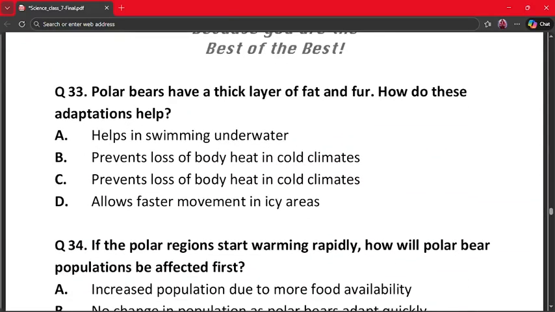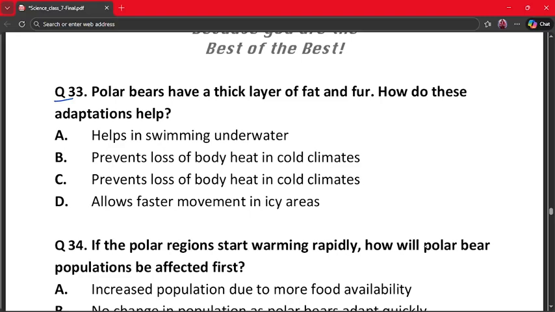Our next question is question number 33. Polar bears have a thick layer of fat and fur. How do these adaptations help? A. Helps in swimming underwater. B. Prevents loss of body heat in cold climates. C. Prevents loss of body heat in cold climates. And D. Allows faster movement in icy areas.